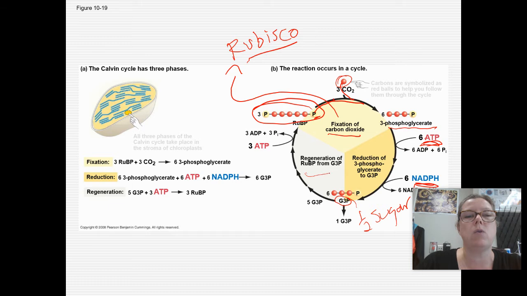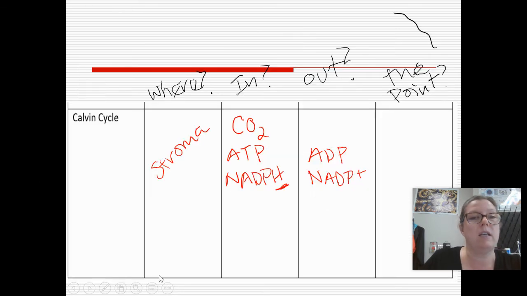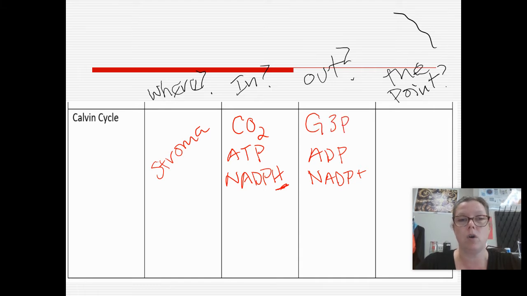Then we go to this regeneration phase where we're going to use some more ATP, another 3 ATP molecules, to regenerate our starting molecule, our RuBP. Okay, so that's the Calvin cycle. The only thing we haven't got yet in our chart is that this CO2 is going to get incorporated into the G3P. So the CO2 is going to come out as a part of G3P.